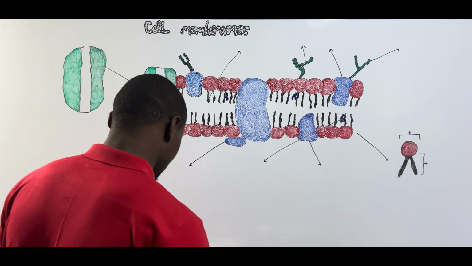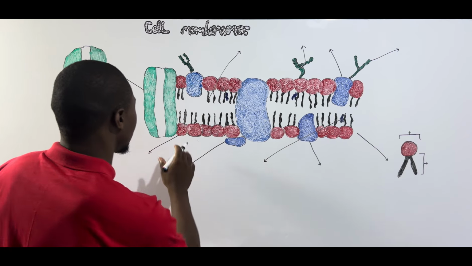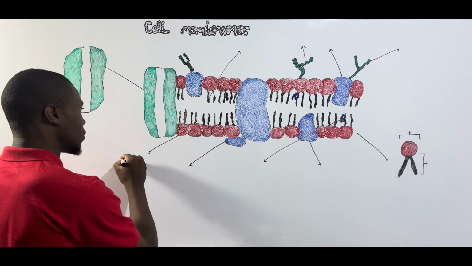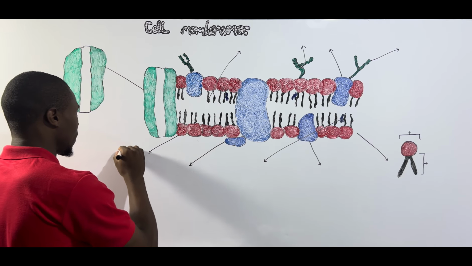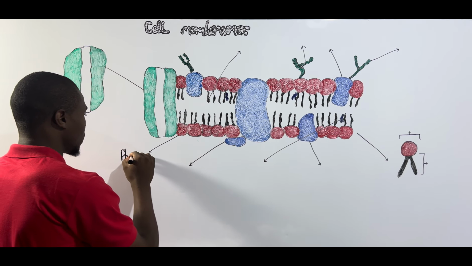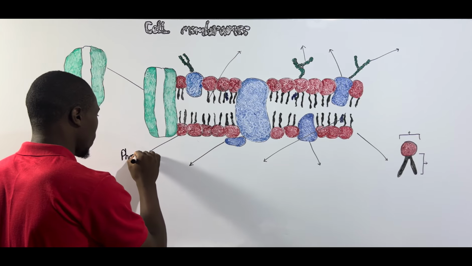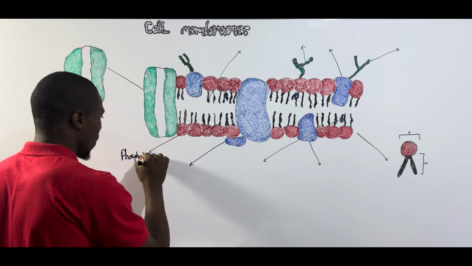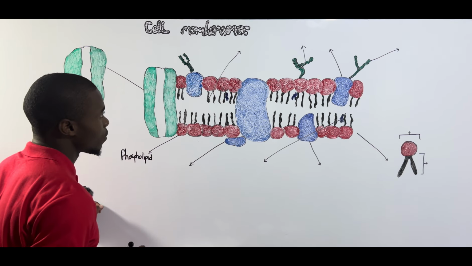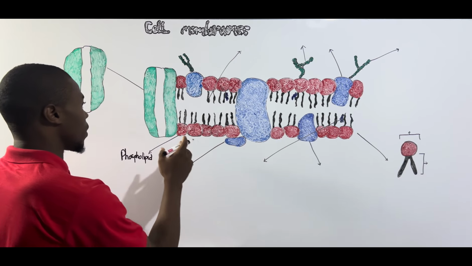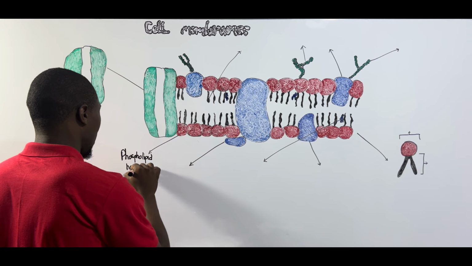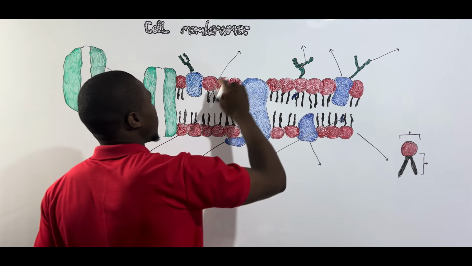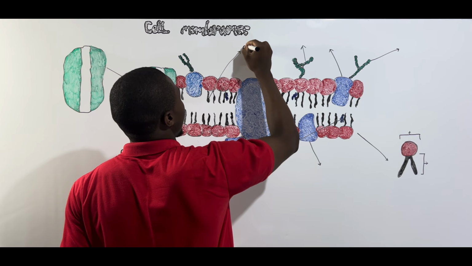Okay, so to begin with, let's talk about this red part here. This red part here is called the phospholipid. But what part exactly is the phospholipid head? And then here is the phospholipid tail.